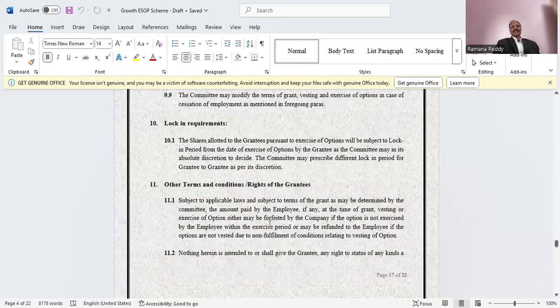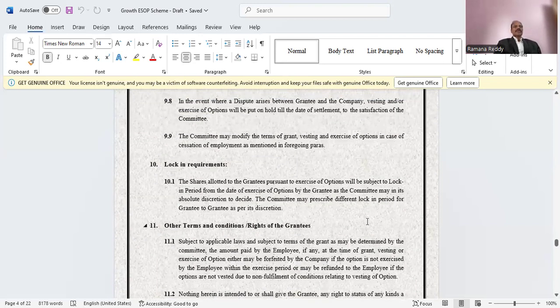So what about the lock-in requirement? Lock-in means you cannot transfer. So this is a prohibition to transfer. This lock-in is not mandatory. It is only optional, and that will be decided by the NRC.